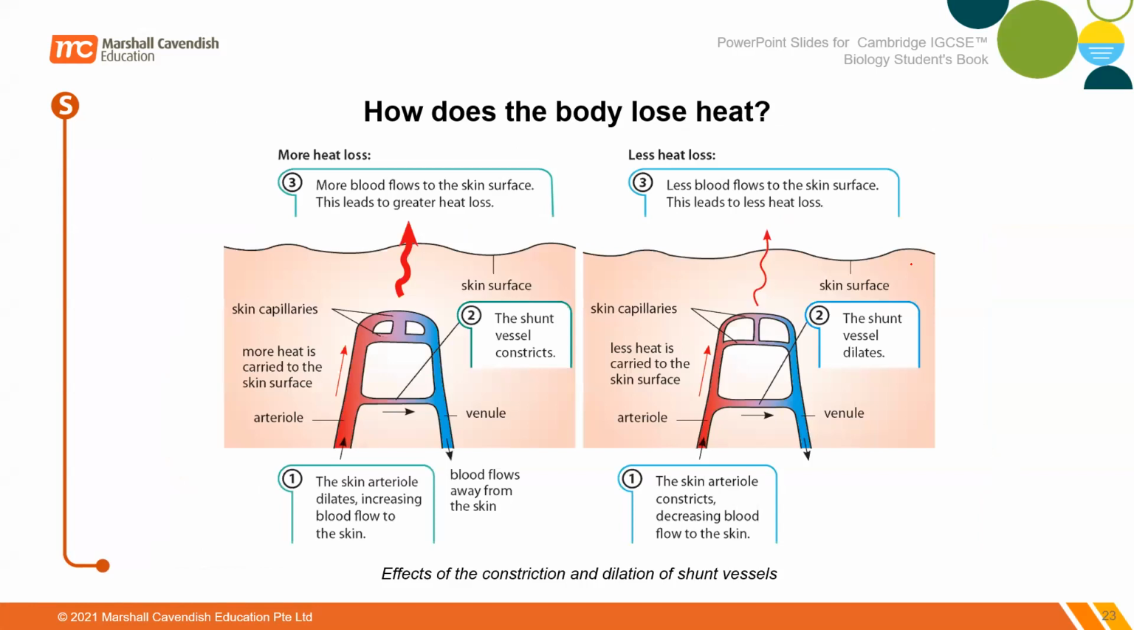Look at this mechanism. How does the body lose heat? The mechanism by the arterioles and the passage of blood through the arterioles and venules and the shunt vessel. Look at the thickness of the shunt vessels. Shunt vessels contract and shunt vessels here dilate.